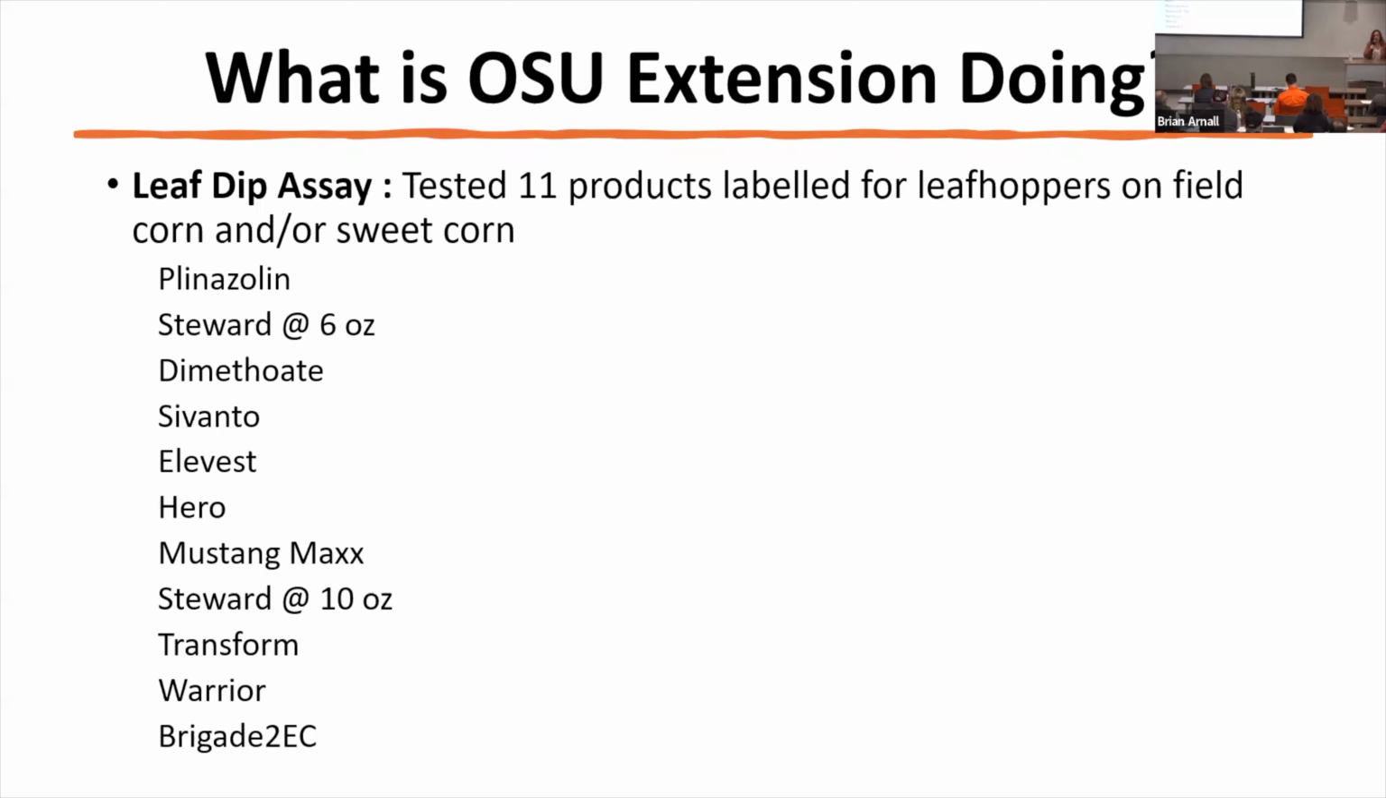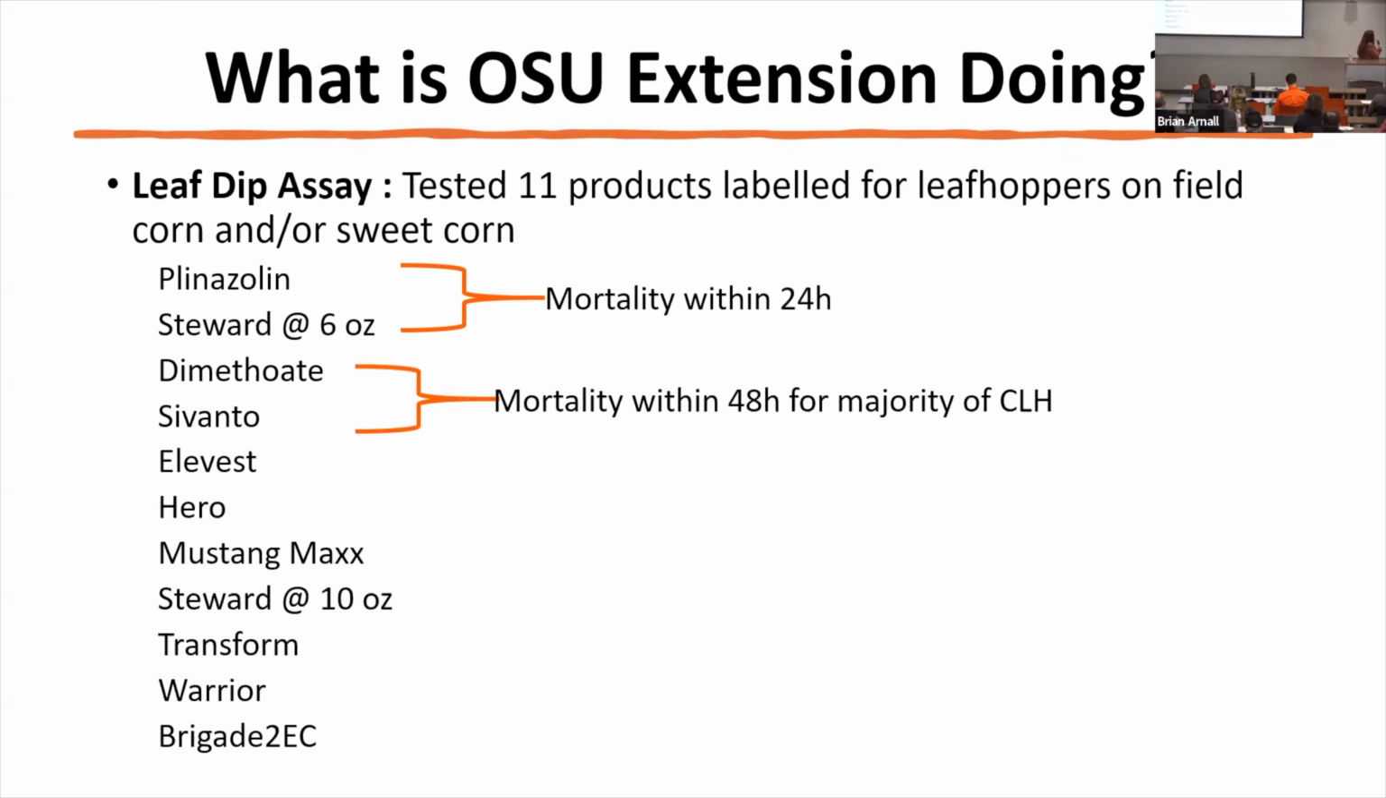So I'm going to show you some patterns that we found. It's just to demonstrate that there are products out there, and we saw some sort of toxicity with them in a lab setting. For plinazolin and Stewart at a 6-ounce rate, we saw mortality of the corn leafhoppers in our little arenas at 24 hours. For dimethoate and Savanto, we found mortality within 48 hours for the majority of the corn leafhoppers. When I came back and did our 72-hour check, all of those were dead. And then Elevest and Hero, we saw mortality within 72 hours. These are the ones where I can talk about a clear pattern that I saw.